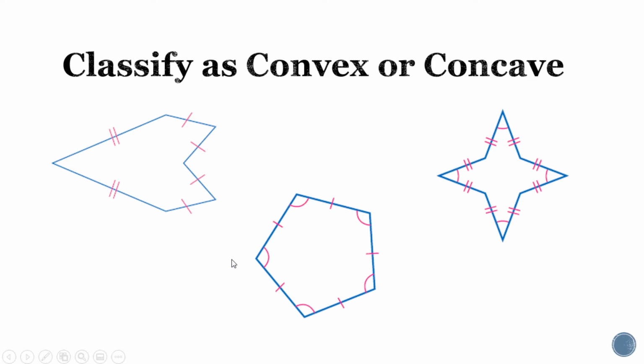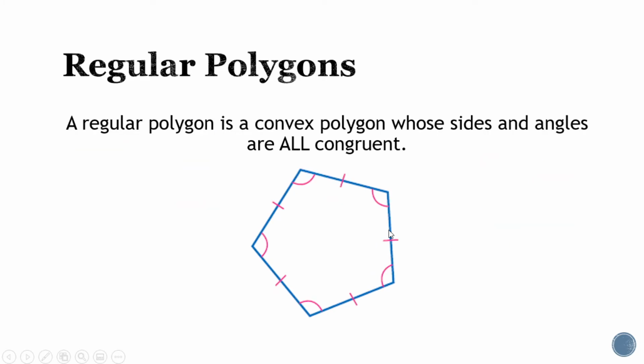Okay, classify these. So this one, would this be convex or concave? Now if we drew a line and it goes straight, this one wouldn't hit any. This one wouldn't hit any. This one would pass through our figure. So if we draw a line straight down this one, it passes through our figure. Okay? Same thing with this. So this is concave. This one clearly is going to be convex. Okay? And this one's going to clearly be concave. Okay? A regular polygon is a convex polygon whose sides and angles are all congruent.